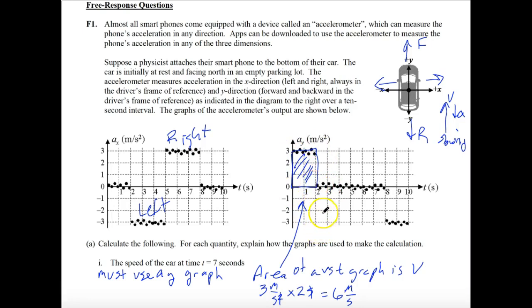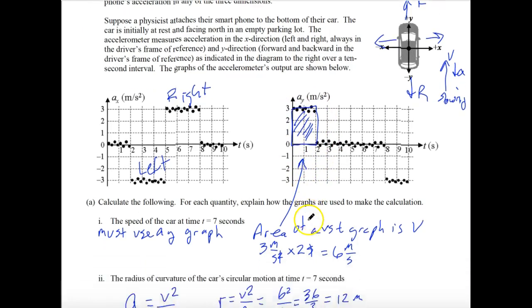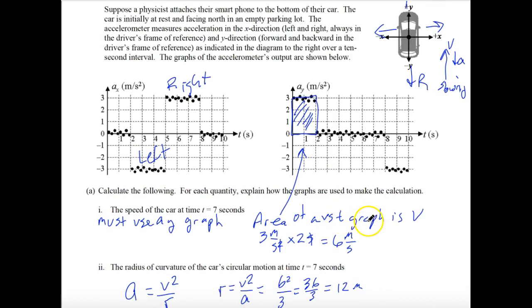Because it's accelerating, we're going to find the area of that acceleration versus time graph. When we do that, we just take 3 meters per second squared and multiply that times the 2 seconds that it's accelerating. We see that we're traveling now at a constant velocity of 6 meters per second. So when the car turns left and right, its speed is 6 meters per second, but its velocity changes because of the change in direction. So just a lot of stuff. All you need to do for this one, though, is do this part right here.